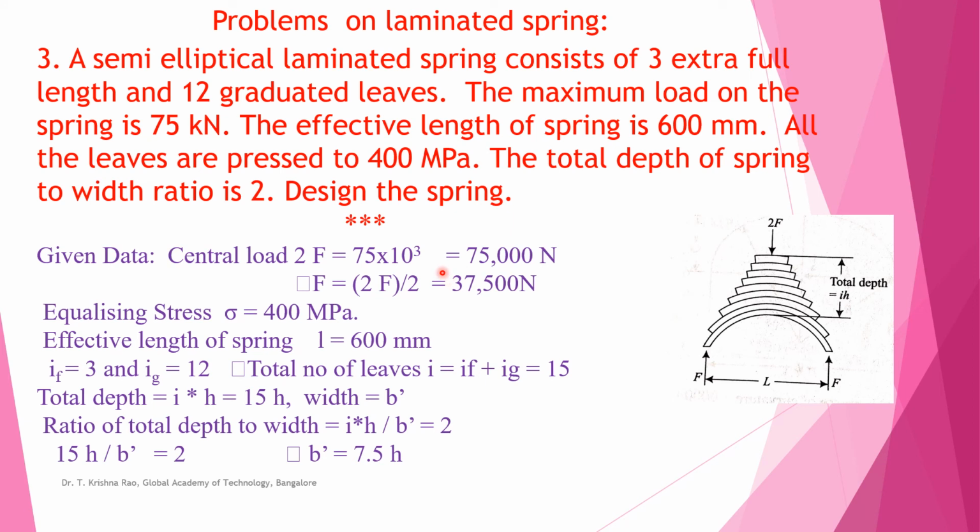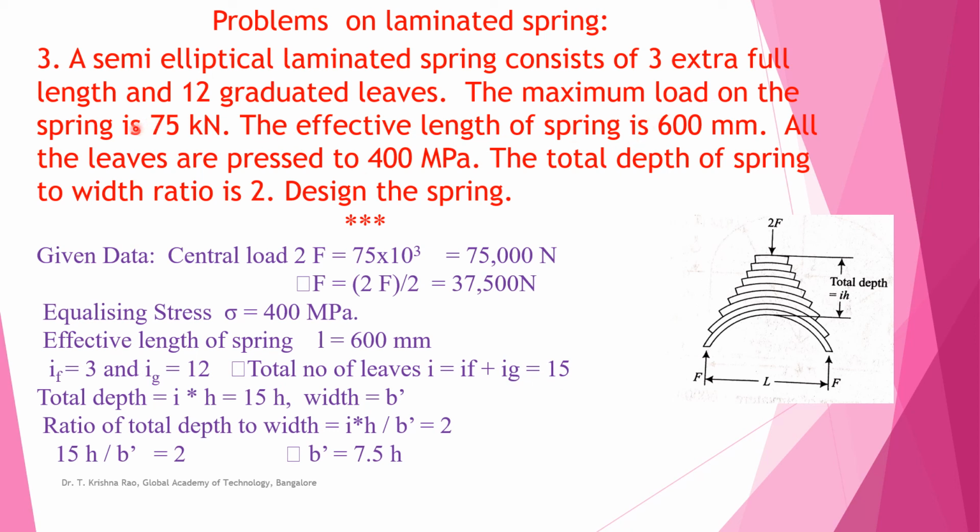In the third problem, the specialty is that instead of the deflection and all, he has given a ratio. See the last sentence: the total depth of spring to the width ratio is 2. So this is something different. A semi-elliptical laminated spring consists of 3 full length leaves and 12 graduated leaves. So the total becomes 15 leaves here, 3 plus 12.